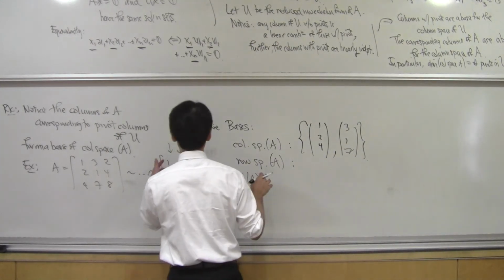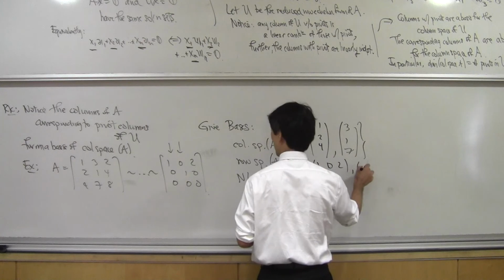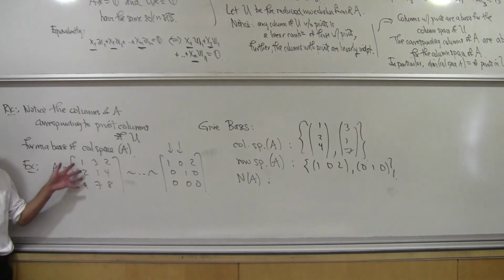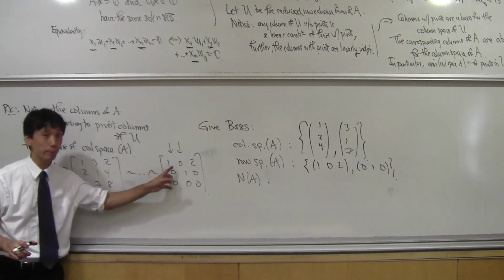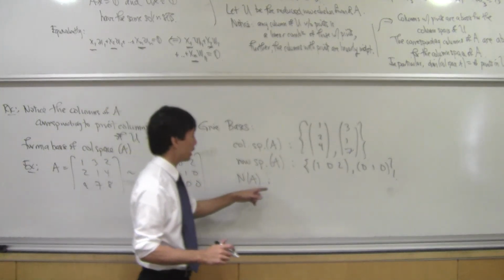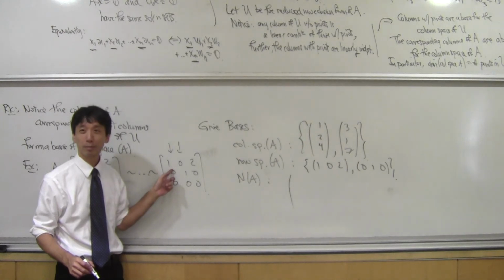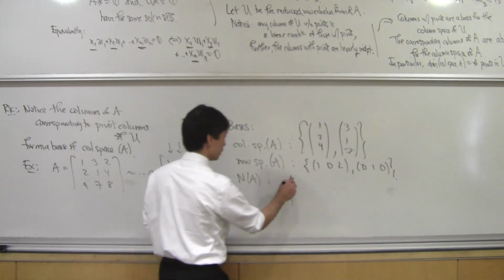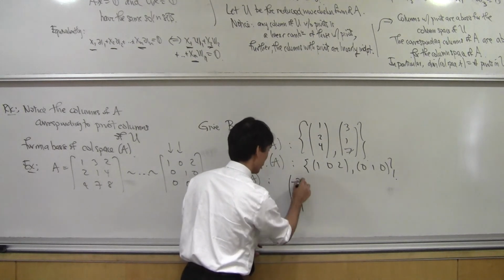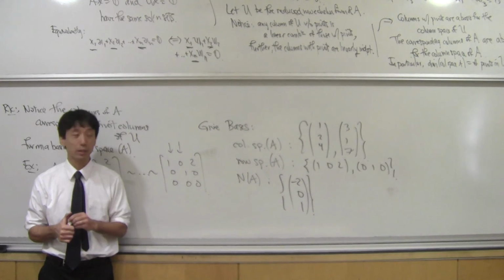Basis of the row space, it's there already, right? So 1, 0, 2, and 0, 1, 0 are a basis of the row space of A, because we don't change the row space. We do change the column space when we do row operations, but we do not change the row space. And then what about the null space? Can you just read it off? x1 has to be -2 x3, x2 has to be 0, and x3 is itself. So that's going to be the basis vector.